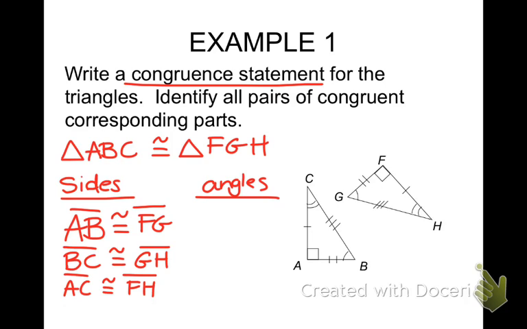What's nice about this diagram is none of the angles are connected or adjacent to each other, so I can just use a single letter to name them. So angle A would be congruent to angle what on the other side? F. Good. Notice A and F are the first letters in our congruent statement. Angle B would be congruent to, good, angle G. And angle C would be congruent to H. Good. Done.